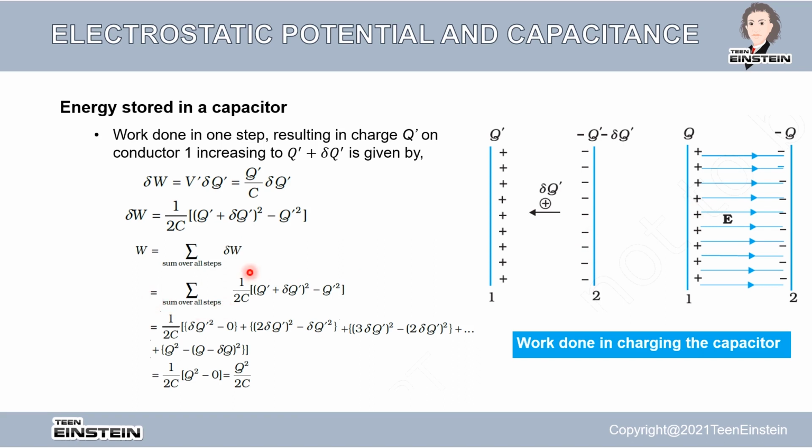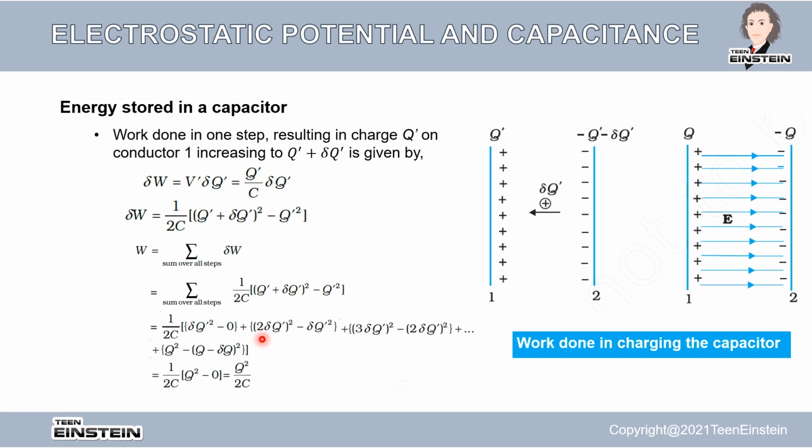So the formula is the summation of 1 by 2C times (q dash plus delta q dash) squared minus q dash squared. What will happen if you expand this? Remember that this is the final charge, and this is the initial charge before the step. So 1 by 2C we can take out. And what is the first step? When we begin the process, initially the charge is going to be 0. That's why we have a 0 here. And after the first step, when we bring delta q dash charge, the charge on the left plate is going to be delta q dash squared, right? So that's why we have this step.